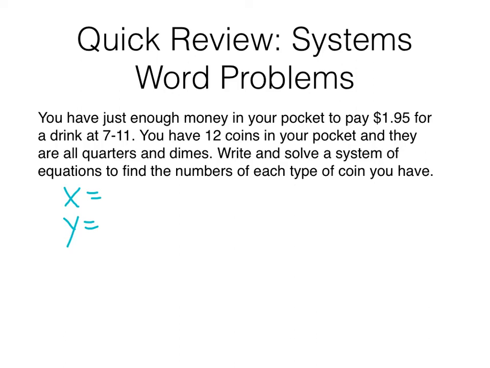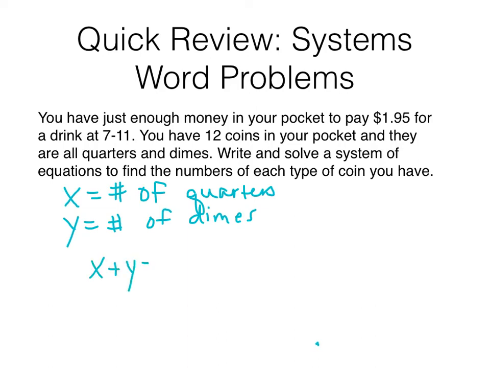I'm going to use X for number of quarters, and I'm going to use Y for number of dimes. And I know I have 12 coins total. So there's the first equation, super easy to write: X plus Y equals 12. Awesome. Now, the other equation I can write has to do with the amount of money I have.